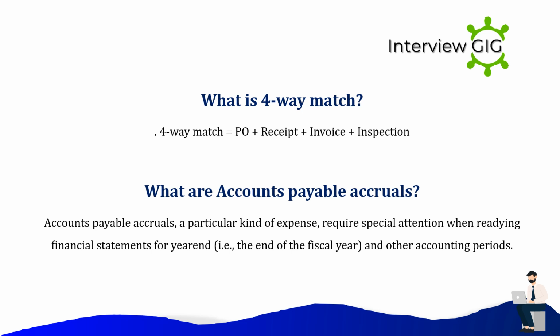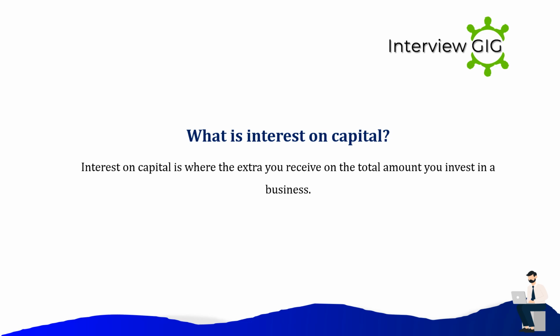What is four-way match? Four-way match equals PO plus receipt plus invoice plus inspection. What are accounts payable accruals? Accounts payable accruals, a particular kind of expense, require special attention when readying financial statements for year-end, that is, the end of the fiscal year and other accounting periods. What is interest on capital? Interest on capital is the extra you receive on the total amount you invest in a business.